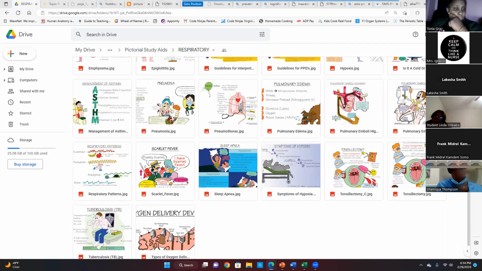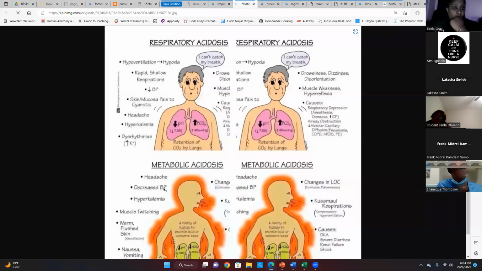Because I want to make sure you know the difference between respiratory acidosis and alkalosis. Okay, so this is a good picture that has all four of them. All four are the ones that we need to talk about. So let's talk about respiratory acidosis first.